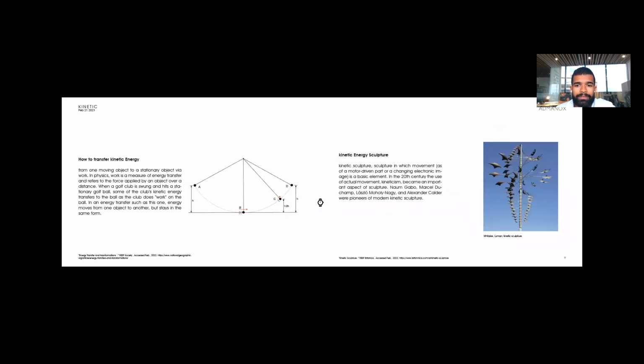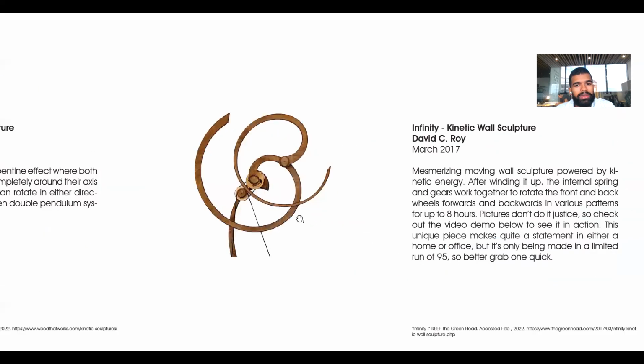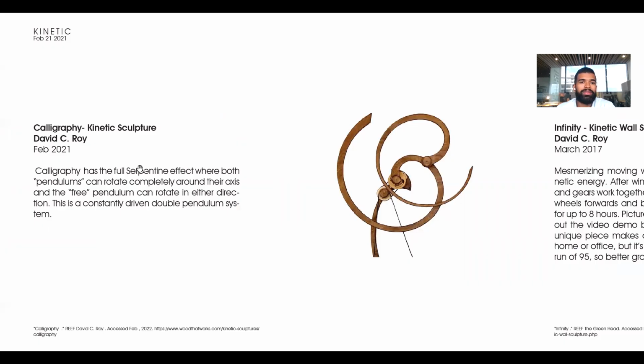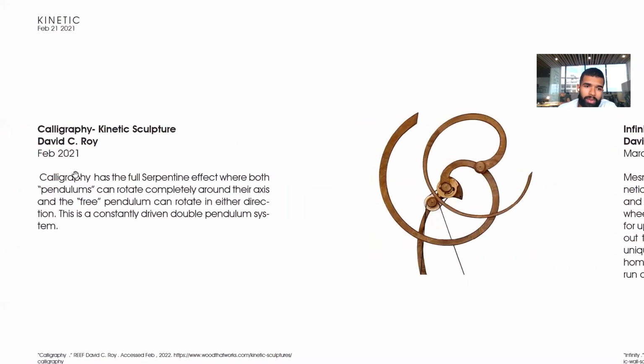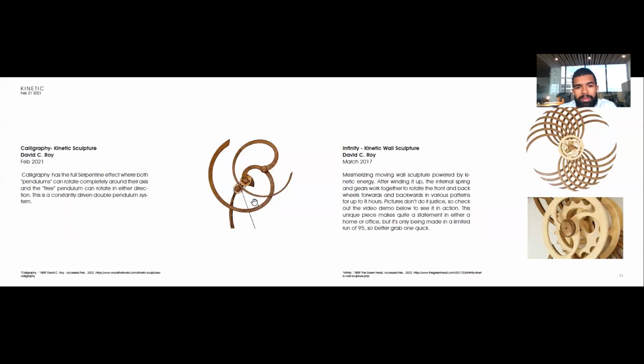In that case, we saw this reference. It's the first one, named Calligraphy by David C. Roy, because it has a super time effect with both pendulums, which can rotate completely around their axis. And the free pendulum can rotate in either direction. This is a constantly gravitating pendulum system. In this system, the pendulums are rotating in opposite directions, but in the same cycle. And then we can create a conservation of energy over time with that sculpture.